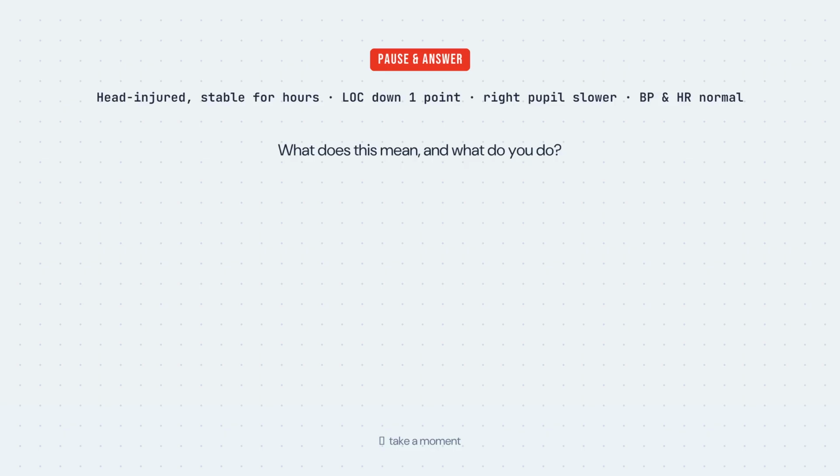Pause. Your head-injured patient has been stable for hours. Now the level of consciousness has dropped 1 point, and the right pupil is slower to react than the left. The blood pressure and heart rate are still normal. What does this mean, and what do you do?